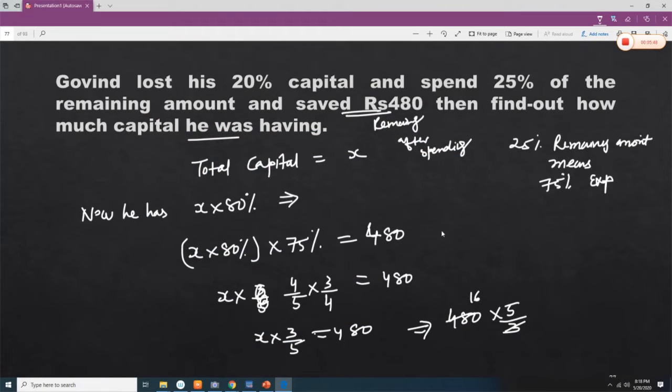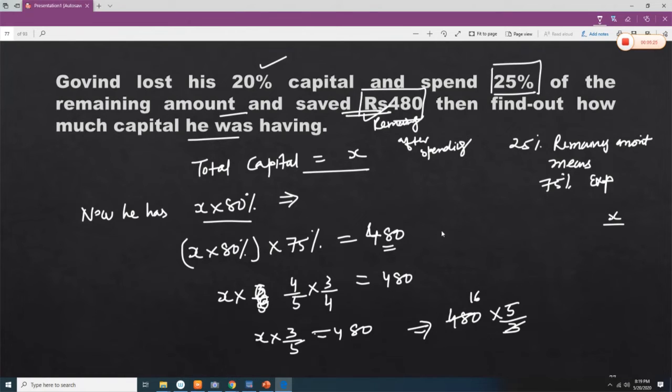Govind lost 20% of his capital and spent 25% of the remaining amount and saved rupees 480. Then find out how much capital he had. Now here the rupee value is given, so you have to assume the capital is equal to X. So total capital is X, 80% of X, because 20% is spent, so 80% is remaining, and then 25% is spent on the remaining amount. It means he is saving 75% and here the saving is given, 480.